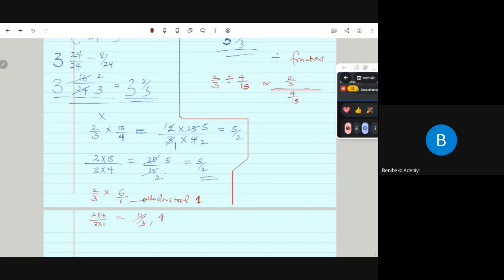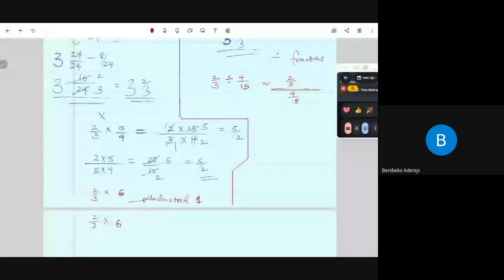Still the same thing. And if you know your way around it, you don't need to put that over 1 there. Because some of you will be asking me, this 6, is it for the numerator or denominator? It gets confusing. So no problem. Everything whole number is on top. So just say 2 over 3 times 6.